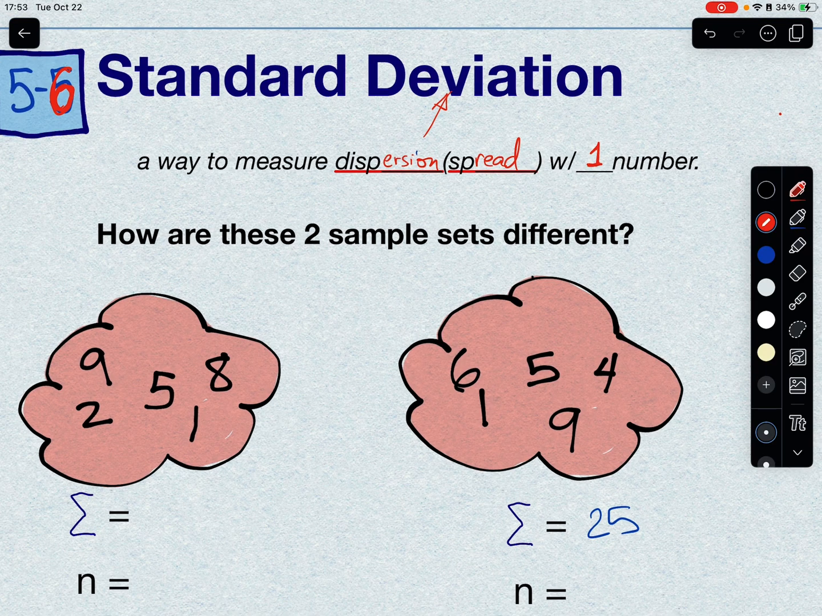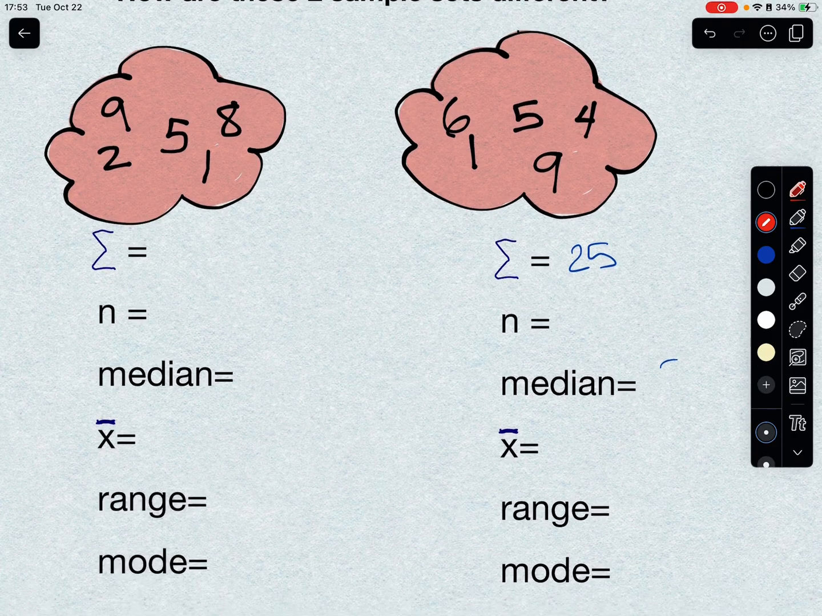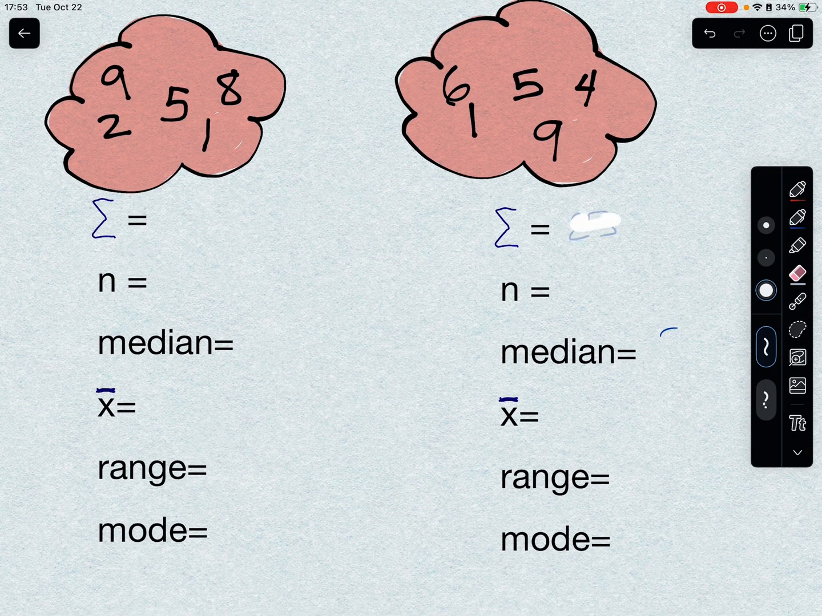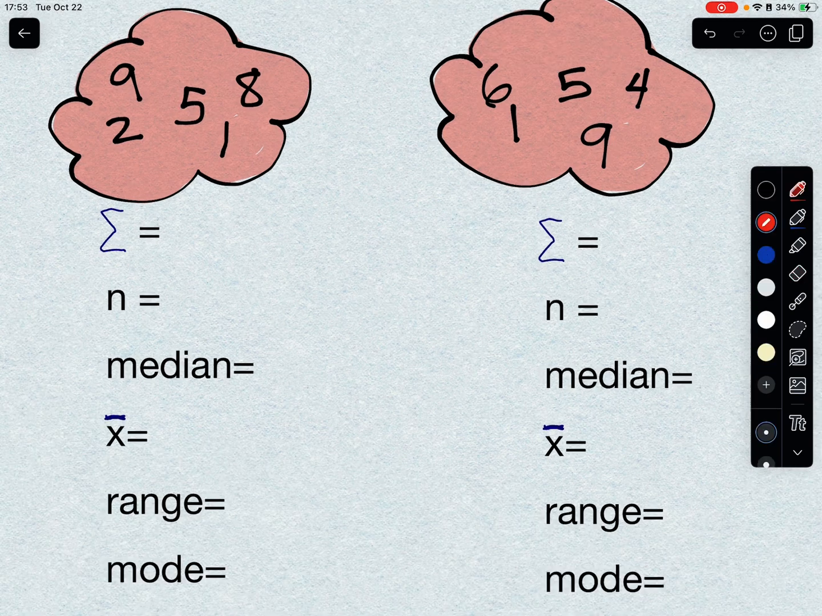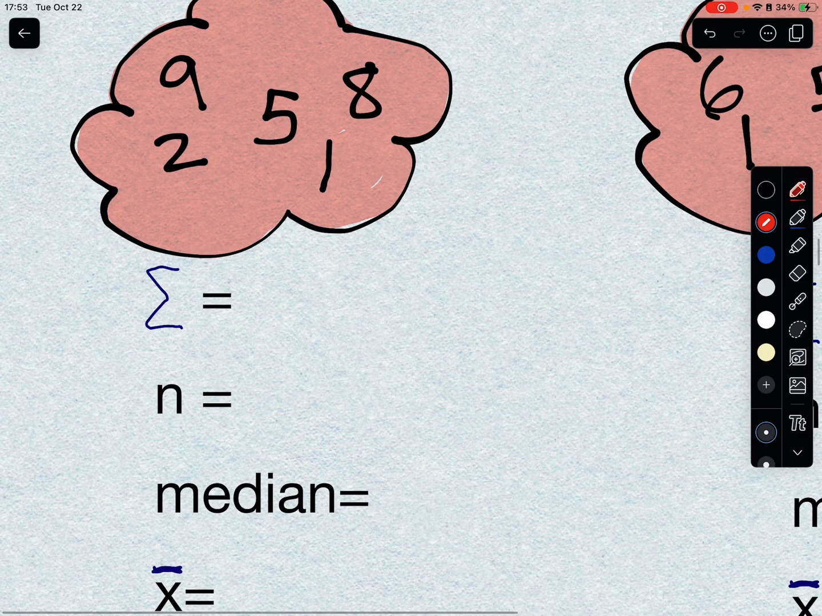All right, we're going to start off by looking at these two sample sets of numbers. Look at the first one. What is sigma? What is the sum of those numbers? Add them up. 1 plus 9 plus 8 plus 2. Okay, I got 25. Is that what you got? How many items are in that set? 5.